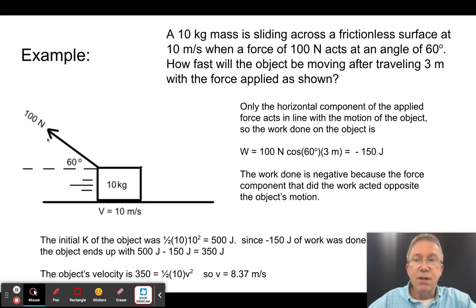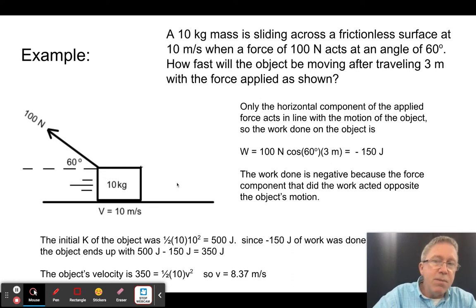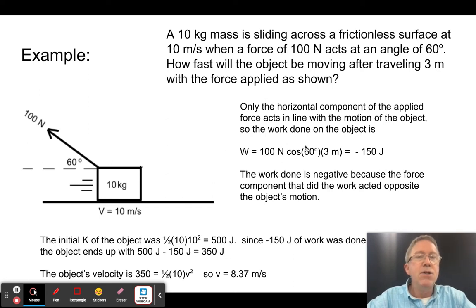So it's only the horizontal component. So 100 times the cosine of 60, times 3 meters, because we're going to apply this force as the object moves 3 meters. So basically, 100 times the cosine of 60 is 50 newtons, times a distance of 3 meters. I do 150 joules of negative work. I'm going to take 150 joules of energy out of the system. All right. So let's just see how fast it's going to go.